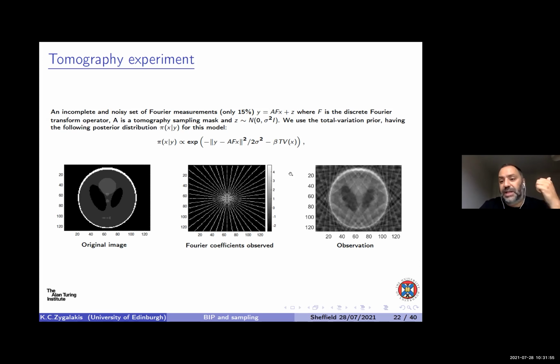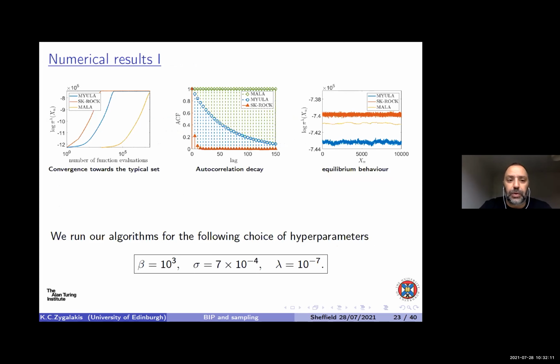So I will compare SK-ROC with Majula and Mala. I haven't really told you what Mala is about, but you can take Mala as being the absolute truth. It's a very expensive way of obtaining exact answers about your posterior, okay? And as I said in the slide on sampling, you would like to go to infinity as quickly as possible, okay? And once you get to infinity, you would like to produce samples that are as close as possible to IID random variables, okay?